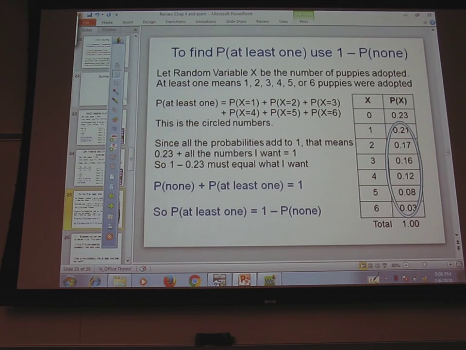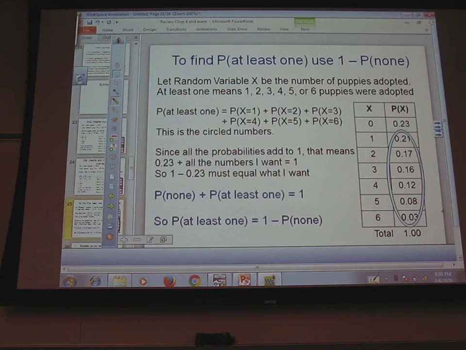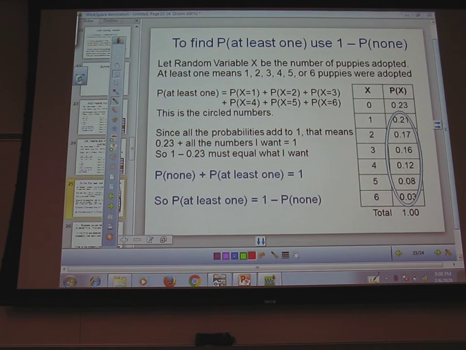And then the other thing that's really important, which we talked about a lot today, is if you want to find the probability of at least one, either I have at least one sibling or I have no siblings. Right, so those are complements. So you can either find all of these and add them up, or just find this one and subtract from 1, because all of them have to add up to 1 or 100%.